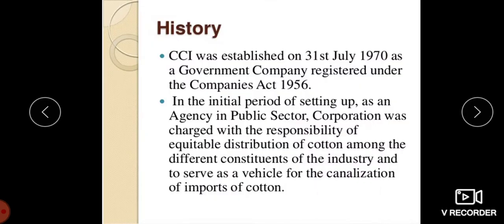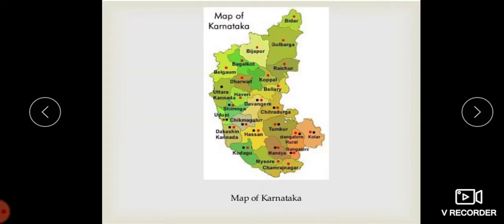When we move on to the history, the CCI was established on 31st July 1970 as a government company registered under the Companies Act of 1956. In the initial period of setting up as an agency in the public sector, the corporation was charged with the responsibility of equitable distribution of cotton among the different constituents of the industry and to serve as the vehicle for the canalization of imports of cotton.